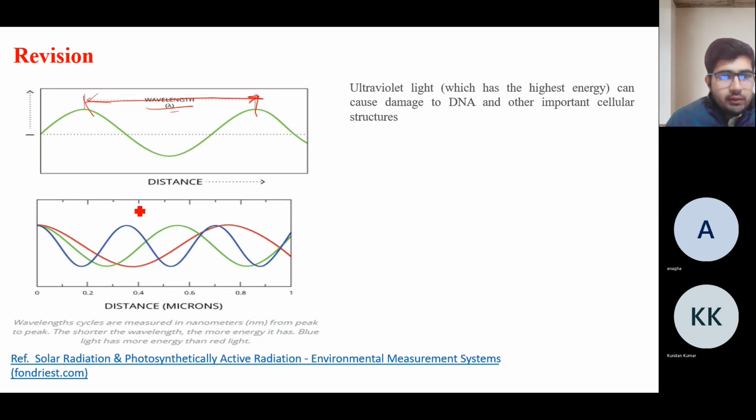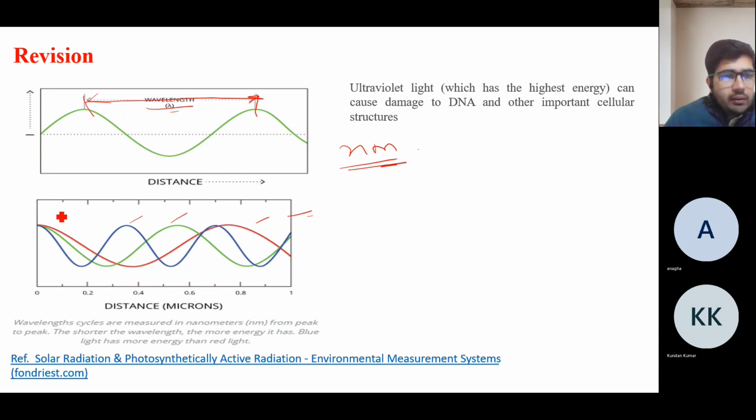The wavelength cycles are measured in nanometers. Normally the cycles are measured in the nanometer range, from peak to peak. The shorter the wavelength, the more energy it has. You can see in this diagram there are three wavelengths shown: blue, green, and red.